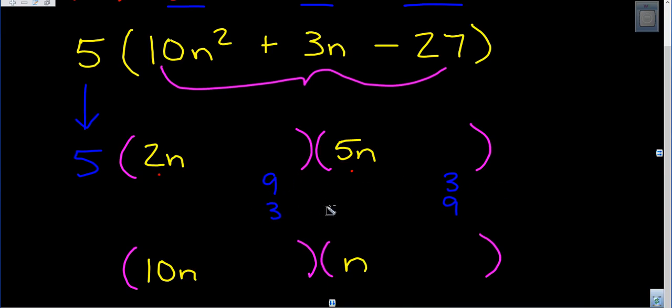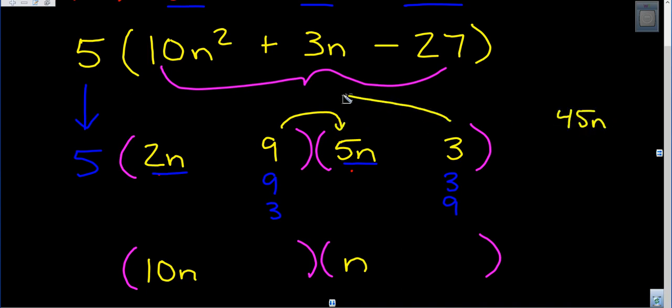This time I did have to check both situations because we have a 5n and a 2n, and those will produce different products. So let's imagine right now that this is a 9 and that this is a 3. If I multiply here, I'm going to get 45n. And if I multiply here, I'll get 6n. Now this one is a minus, which is the first time we've seen that. And that does mean to subtract.